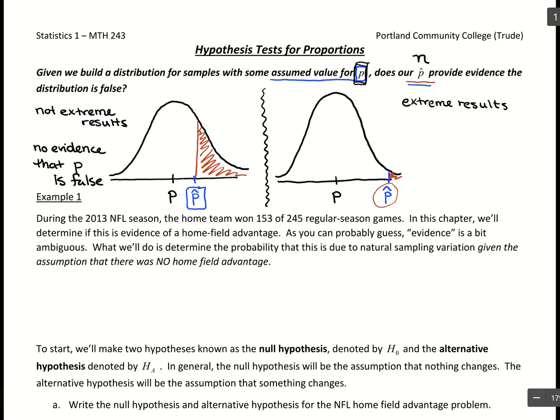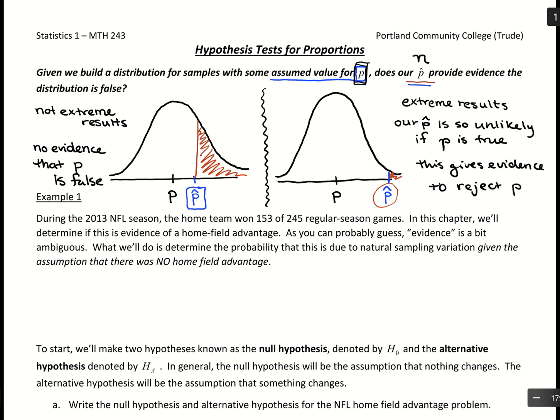So the idea is, our sample statistic value is so unlikely if that proportion is true. So if that is truly our population proportion, this sample we took is so unlikely, this gives evidence to reject that value that we have for p. We would reject that that's the actual value and that we should actually have some other distribution occurring.